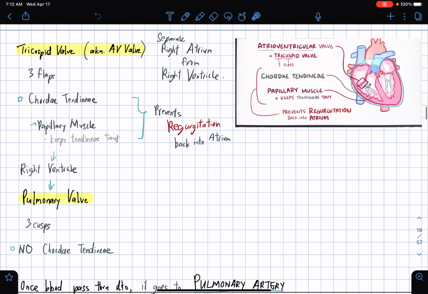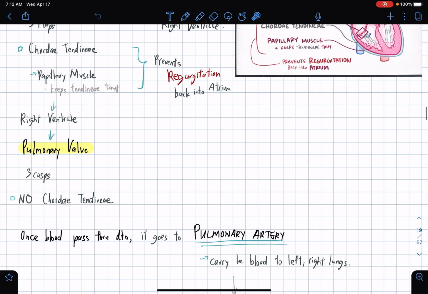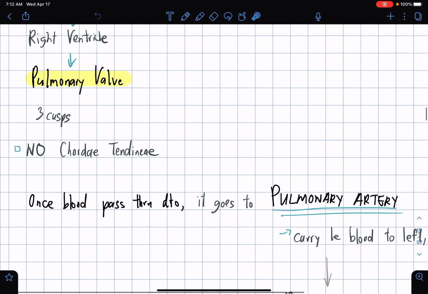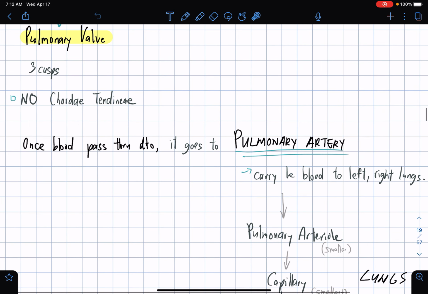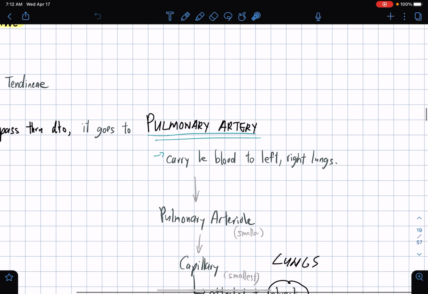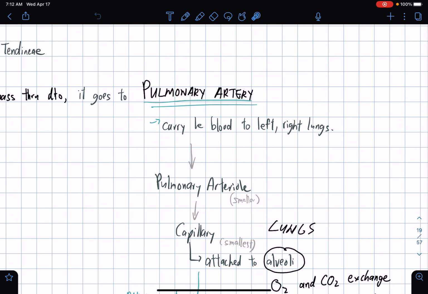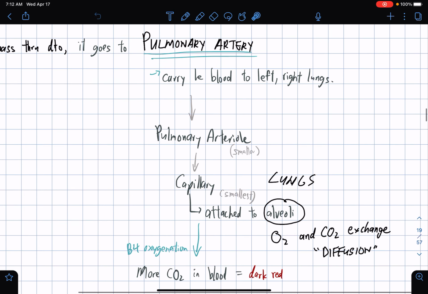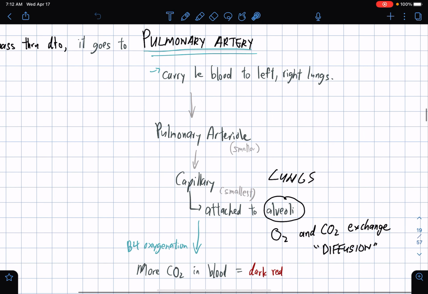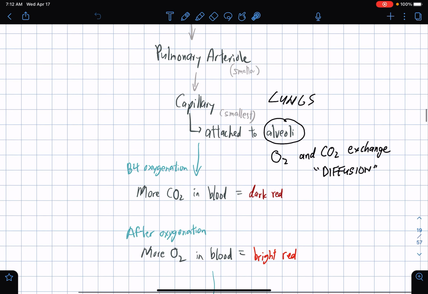It has 3 cusps, just like the atrioventricular valve, but this time there is no chordae tendineae. Now, once blood passes through this, it eventually goes to the pulmonary artery. This carries the blood to the left and right lungs. So the keyword is pulmonary. If you see pulmonary and an artery, it's automatic that the blood is destined to go to the lungs, and it will go through the pulmonary arteriole. It's smaller compared to the pulmonary artery. Smaller, what I mean by smaller is, I suppose, narrower. And it goes through the capillary.